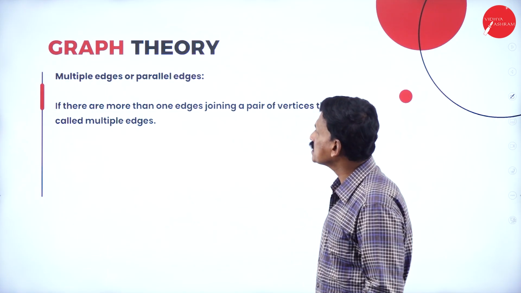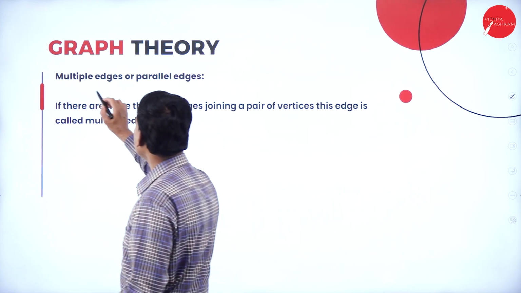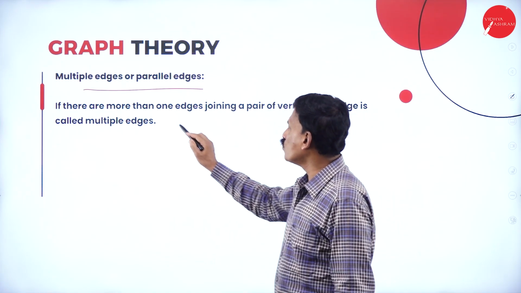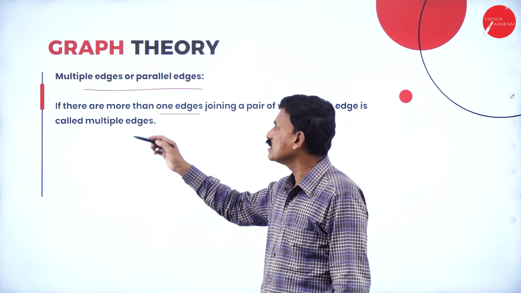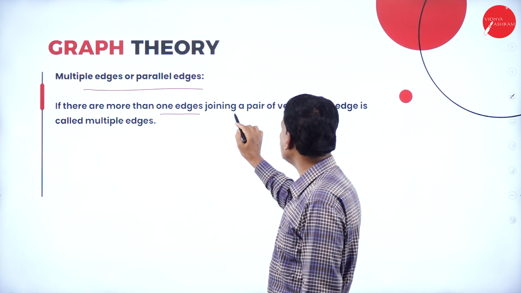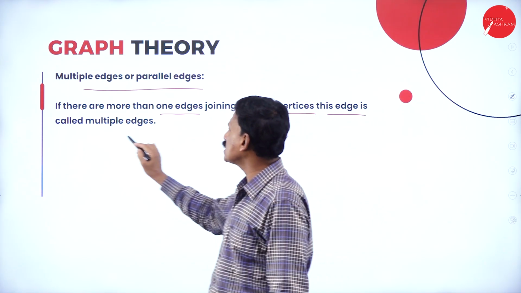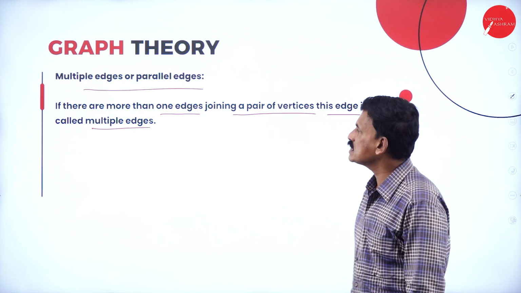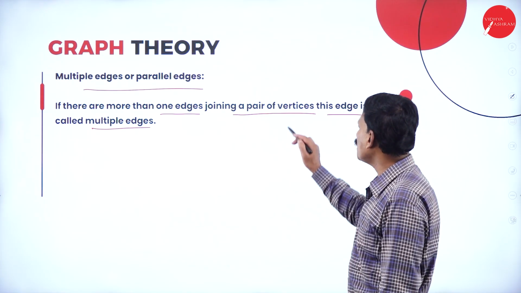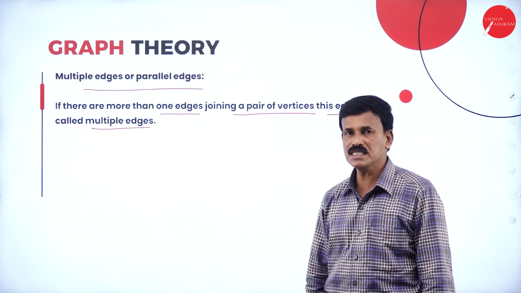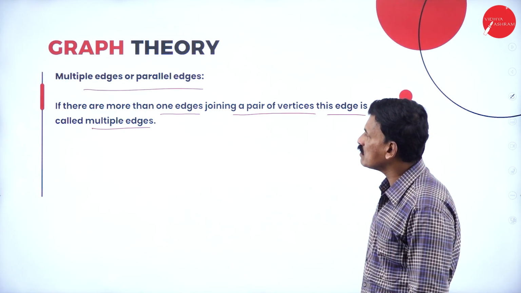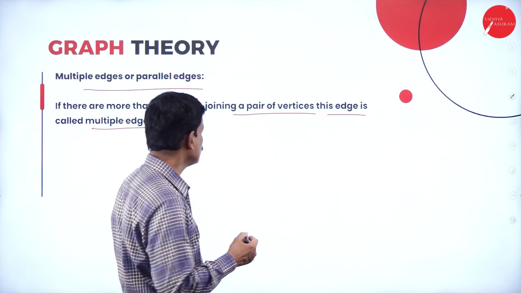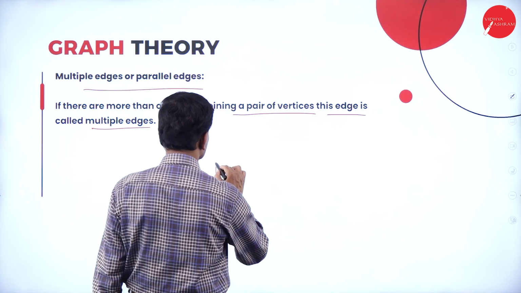Now let us come to the next definition: multiple edges or parallel edges. Multiple means more than one. If there is more than one edge joining a pair of vertices, such edges are called parallel edges, or they are also called multiple edges. Now let us take an example. Let me draw a graph.